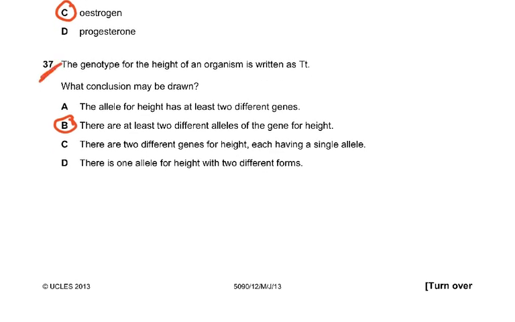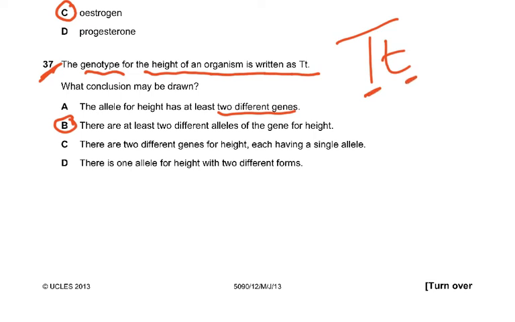Question 37. Genotype is already written by letters. The genotype for the height of an organism is written as big T, small t. Fine, good. What conclusion may be drawn? The allele for height has 2 different genes. Now that's rubbish. There is only one gene for every characteristic. There are at least 2 different alleles. Yes, one is big T and one is small t. Allele means the alternative form of a gene.